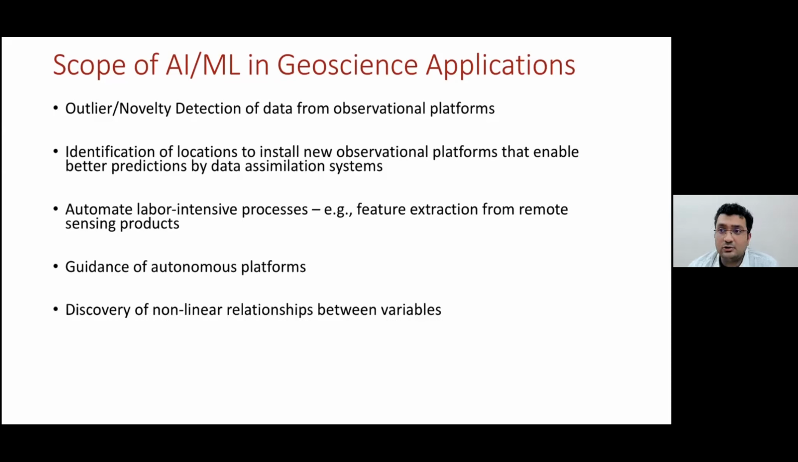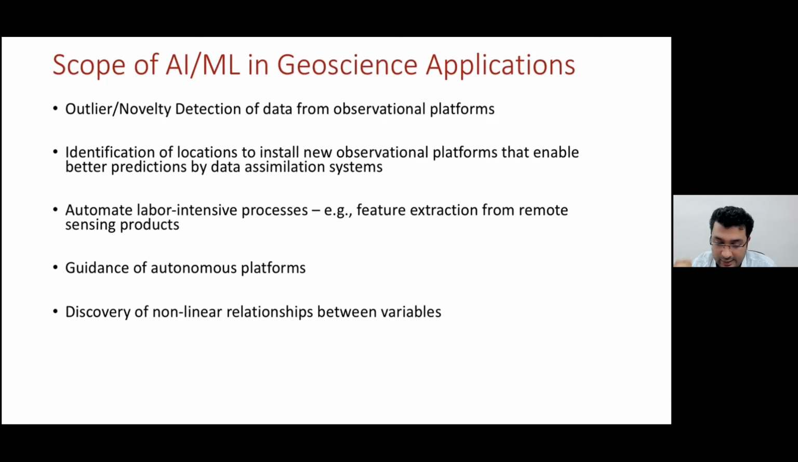And then, of course, you can also discover nonlinear relationships between variables, whereas previously the observational scientists relied heavily on developing linear relationships using linear regression techniques. But now, since you have nonlinear activation functions in neural networks, you can go ahead and discover nonlinear functions between the different observational data points.